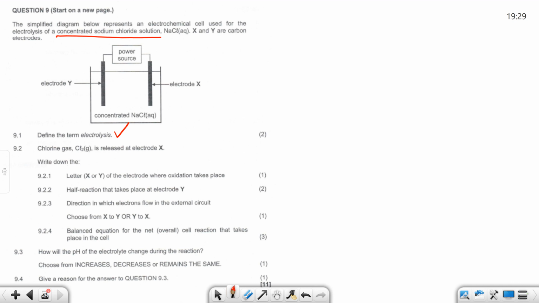Define electrolysis. The process where electrical energy is converted to chemical energy. Chlorine gas is released at X. Please quickly look at where chlorine gas comes from. It comes from Cl minus. Always know that. And the negative must be attracted to the positive. It means X is positive. Let's make sense out of it. The anode is positive in the electrolytic cell. So that is my anode, and this is my cathode. If you can get that, the rest is history.